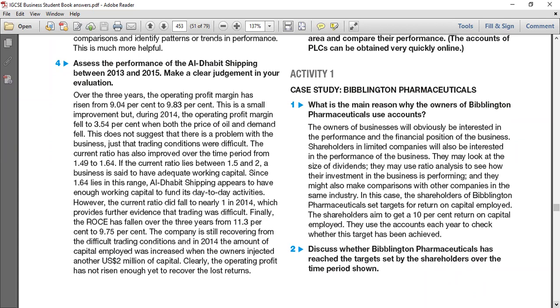Finally, the ROCE has fallen over the 3 years from 11.3% to 9.75%. The company is still recovering from the difficult trading conditions, and in 2014, the amount of capital employed was increased when the owners injected another $2 million of capital. Clearly, the operating profit has not risen enough yet to recover the lost return.